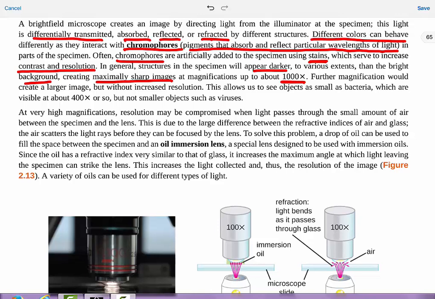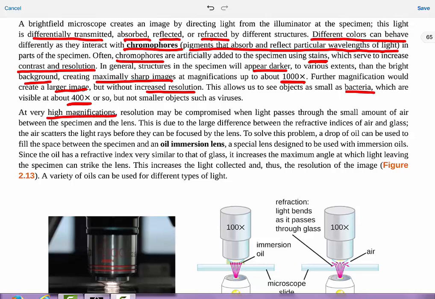Further magnification would create a larger image, but without that increased resolution. So you're not going to get that resolution with the Brightfield microscopes. But this allows us to see objects as small as bacteria, which are visible at about 400x, or that 40x objective lens, but not smaller objects like viruses.